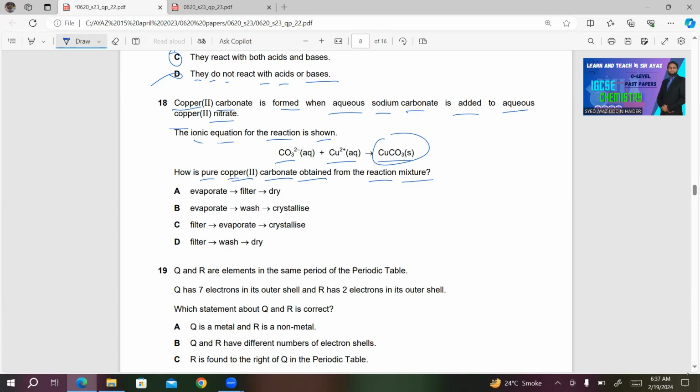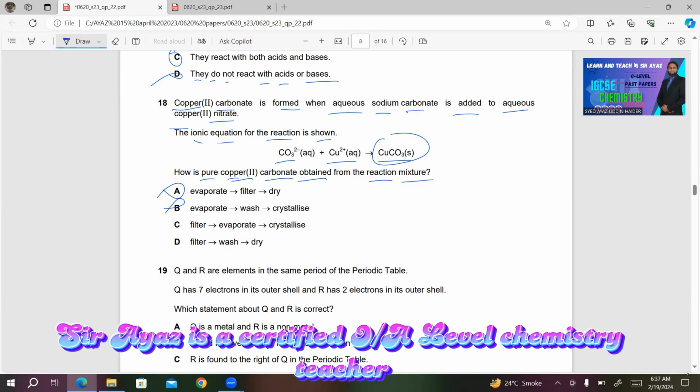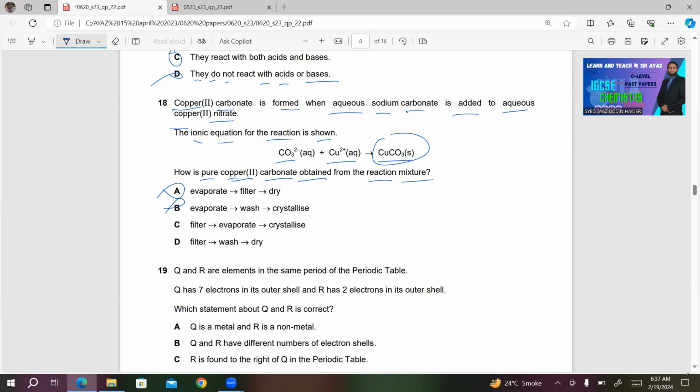So both A and B are incorrect. We can't evaporate the solution in order to get the copper 2 carbonate solid. You have to filter. So the first step must be filter. Then you have to wash the crystals, then dry in the air. So obviously D will be the right answer. In this case, C is incorrect.